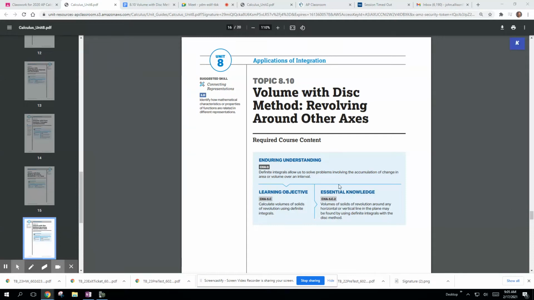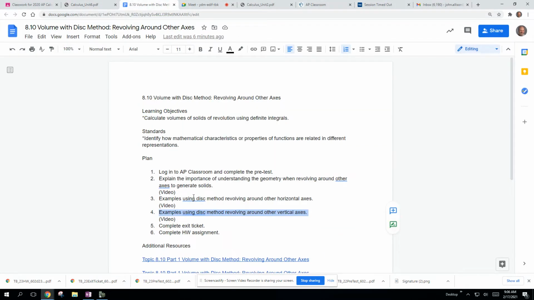All right, we're going to start today with 8.10, AP Calculus Curriculum, volume of disk method revolving around other axes. We're going to calculate volumes of solids of revolution using different integrals, and our essential knowledge today is that volumes of solids of revolution around any horizontal or vertical line of plane may be found using definite integrals with the disk method.